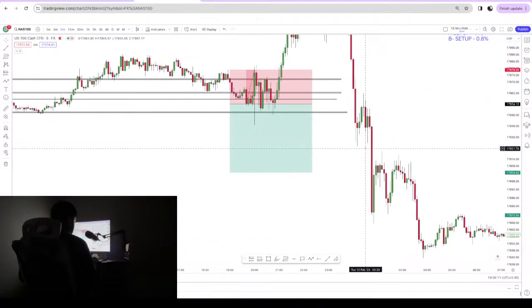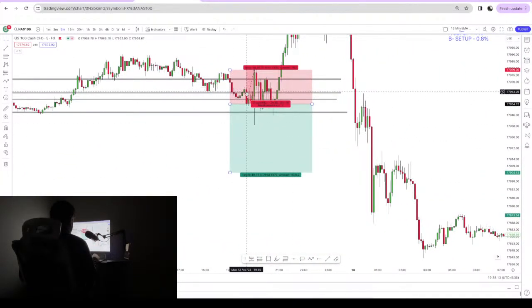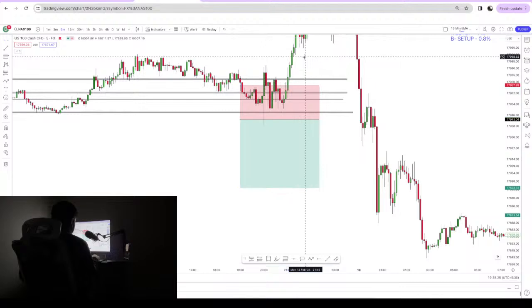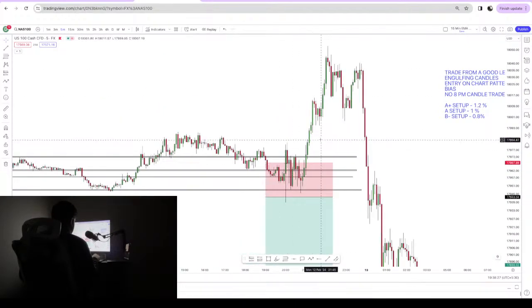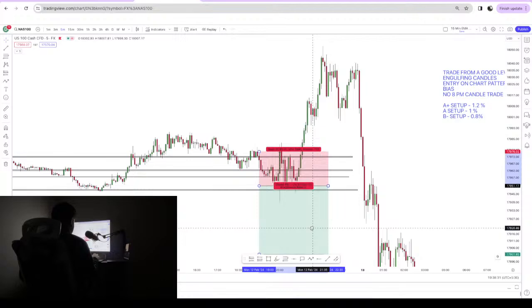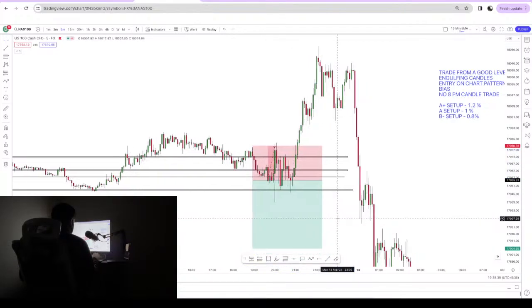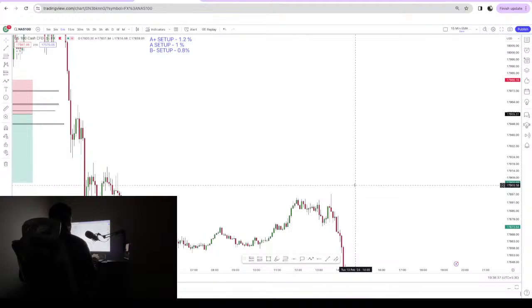Same here. We took our entry here. After that, you can see how beautifully a double bottom was formed here, and it was a nice engulfing candle at this level. A proper trade would have been run, and see how beautifully we would have achieved our target. But we took the entry and we converted it to a losing trade.